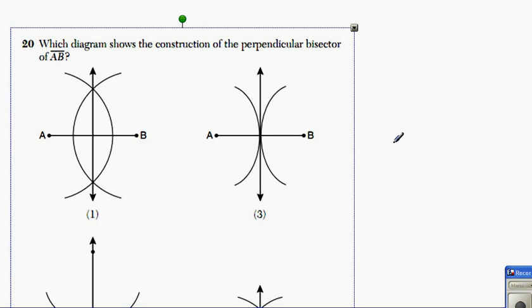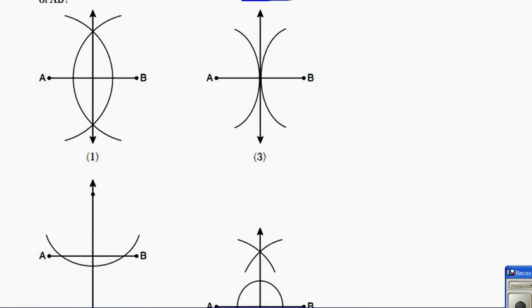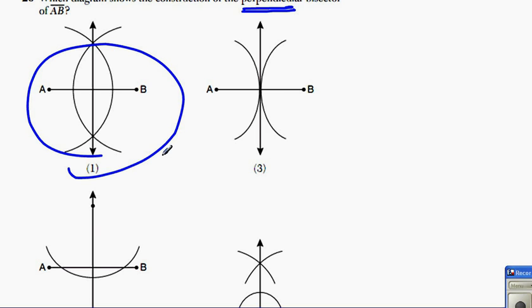All right. Now, perpendicular bisector. Which one will get us the perpendicular bisector? The answer will be choice, in fact, 1.